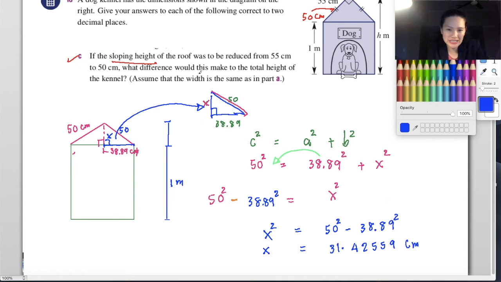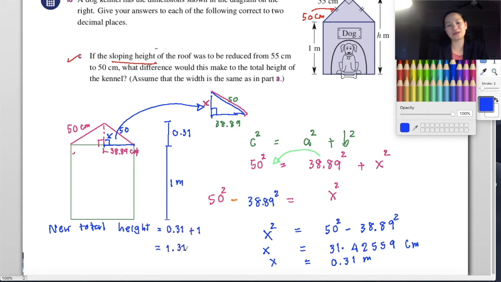What difference would it make to the total height? Okay, let's make x to be in meters. So it's 0.31 meter. So the new total height equals, this one is 1 and this one is 0.31, so it comes up to be 0.31 plus 1, so it's equal to 1.31 meter.